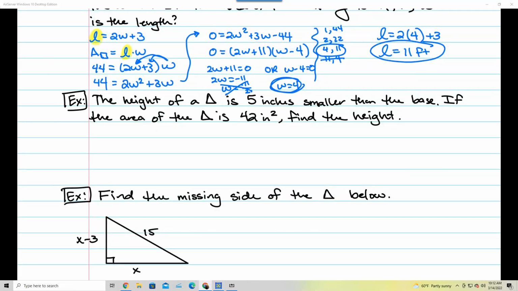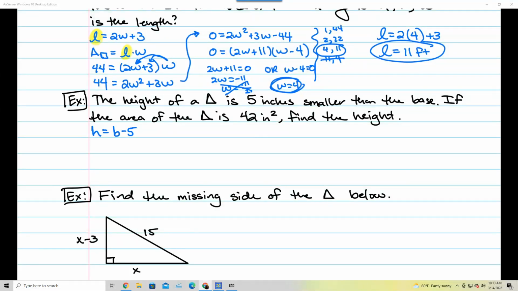So if I want to do that, I'm going to go ahead and write that the height is 5 inches smaller than the base. To make it 5 inches smaller than the base, I need to take my base and subtract 5. You need to write it this way, b minus 5. If you write it as 5 minus b, it's going to be incorrect, okay?